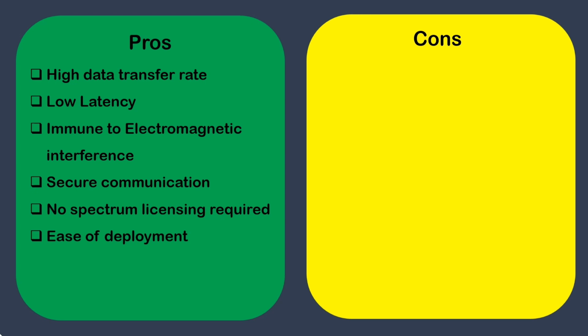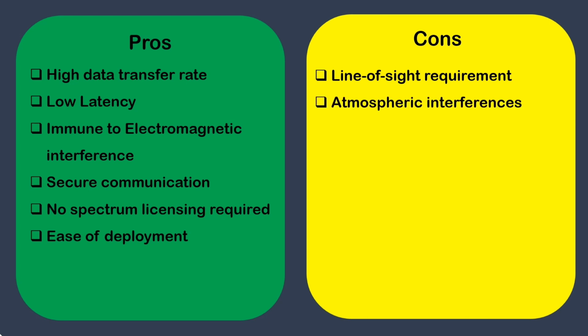Then looking into the cons. 1. Line of sight requirement. FSO communication requires a clean line of sight between the transmitter and receiver. Obstacles, such as buildings, trees, or even atmospheric conditions like fog and rain, can disrupt the optical beam, limiting its range and reliability. 2. Atmospheric interferences. Weather conditions, including snow and atmospheric turbulence, can attenuate or scatter the optical signal, leading to signal degradation and reduced link availability.